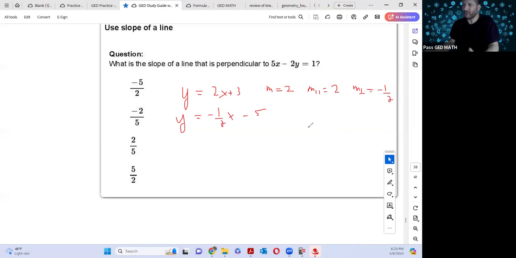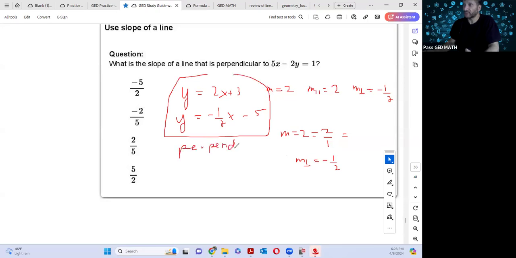Well, how did you get negative 1/2? If m is equal to 2, which is the same as 2 over 1, if I change the sign and flip it, I get negative 1/2. So these two lines here are perpendicular. Most people get that question wrong. One of the easiest questions.